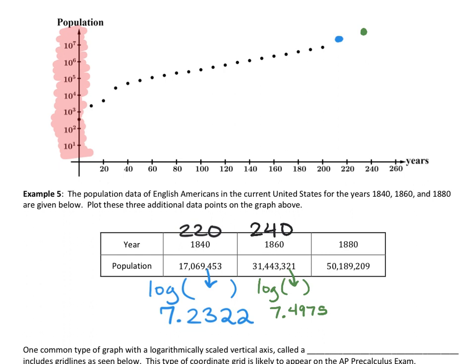Let's do the same for 1880. Remember, 1880 is 260 years after we started counting in this graph, because we started graphing these things in 1620. We're going to, again, take the logarithm of this number, and we're going to plot it on this screen. When you take the logarithm of that number, you should get 7.7006 approximately. So again, we're pretty high up on the 10 to the 7th point, well, maybe not that high, more like, yeah, that looks good to me.